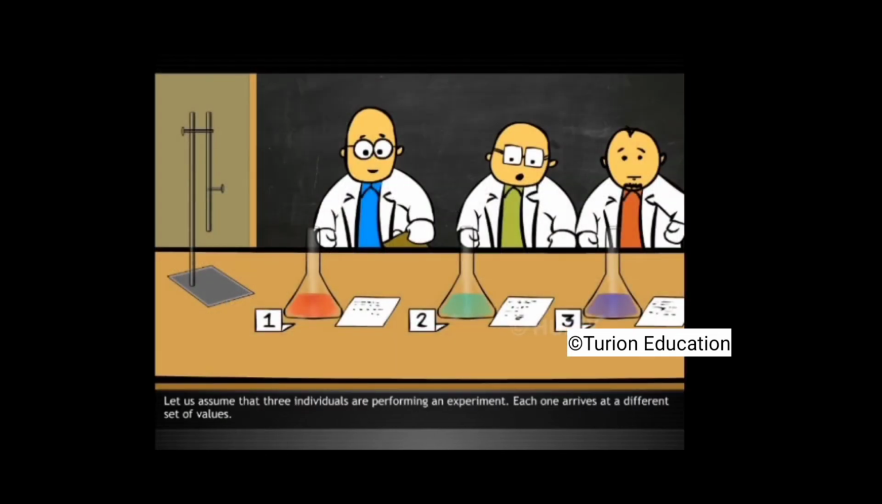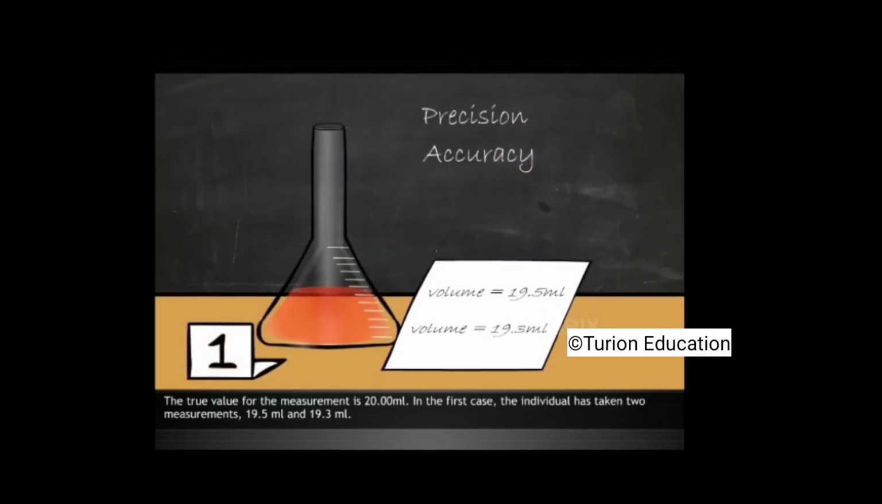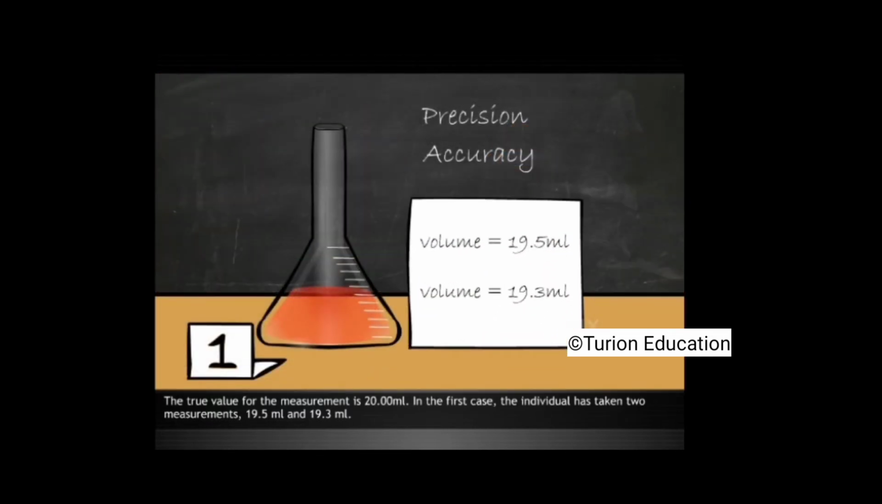Let us assume that three individuals are performing an experiment. Each one arrives at a different set of values. The true value for the measurement is 20 milliliters. In the first case, the individual has taken two measurements, 19.5 milliliters and 19.3 milliliters. As these values are close to each other, they can be said to be precise. Note that these values are not close to the true value, 20 milliliters, and hence cannot be termed as accurate.